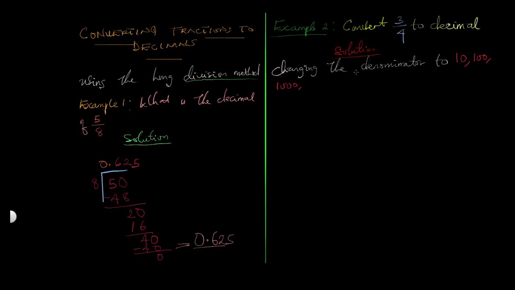So how to change? You will now look for a number. Think of a number from 3/4 that you can multiply with the denominator to have either 10, 100, or 1,000. Which number can we multiply with 4 to give us 10? Is it possible? No, it's not possible. There will always be a remainder.